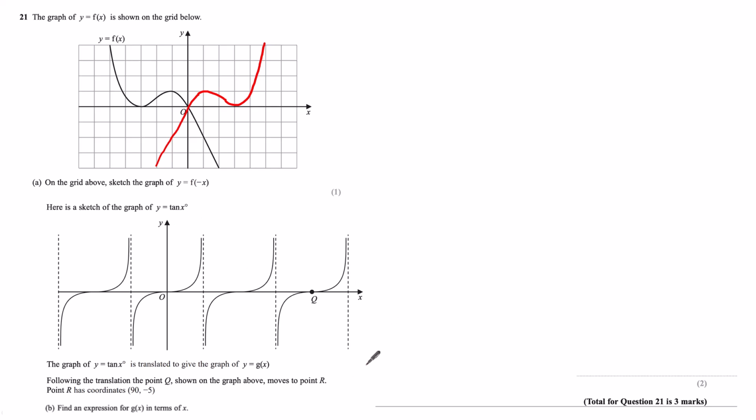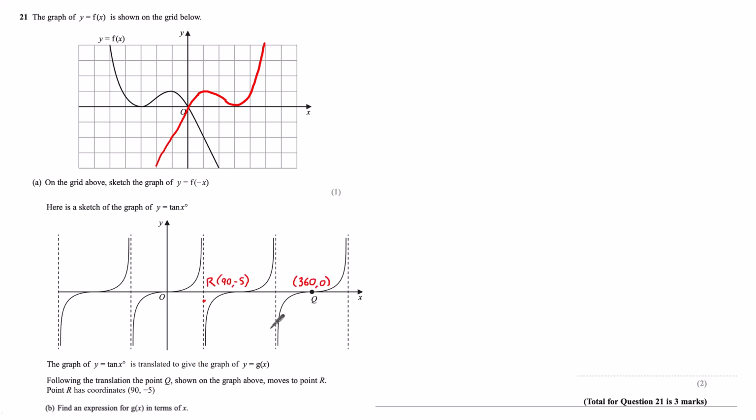The graph of y equals tan of x is translated to give the graph y equals g of x. Following the translation, the point Q, which is shown on the graph above, moves to the point R, where R has coordinates (90, -5). Find an expression for g of x in terms of x.